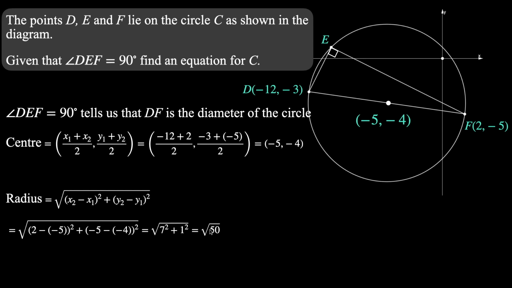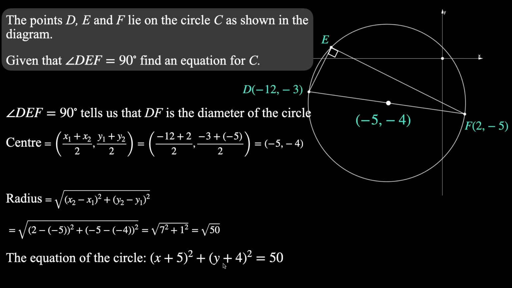Now we could simplify that surd, but we're not going to bother because we're about to write the equation of the circle, and that means we're going to square this. So don't bother simplifying that surd if it asks you to find the equation, because then we write it like this. So the equation of the circle using that center of negative 5, negative 4 is x plus 5. Remember, when we plug those numbers in, we change the sign. So it's x plus 5 squared plus y plus 4 all squared equal to the radius squared, which is 50. And that's our final answer for that question.